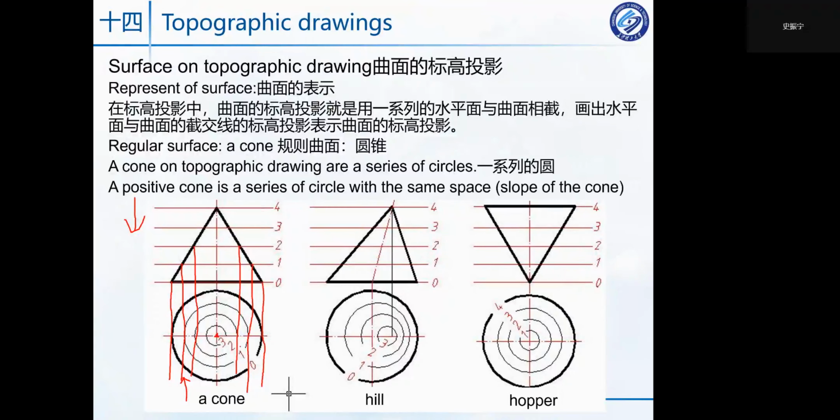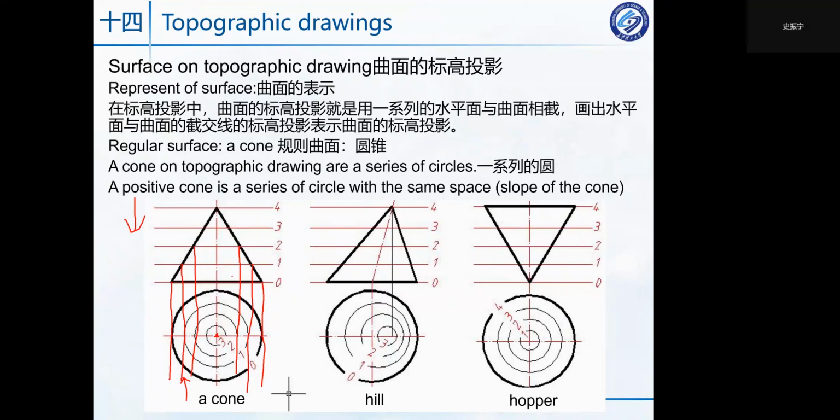So now you can see the contour line of a cone is a series of circles with the same center, and you can see every point on the surface of this cone has the same slope. Can you understand this? Every point on the surface of this cone has the same slope.